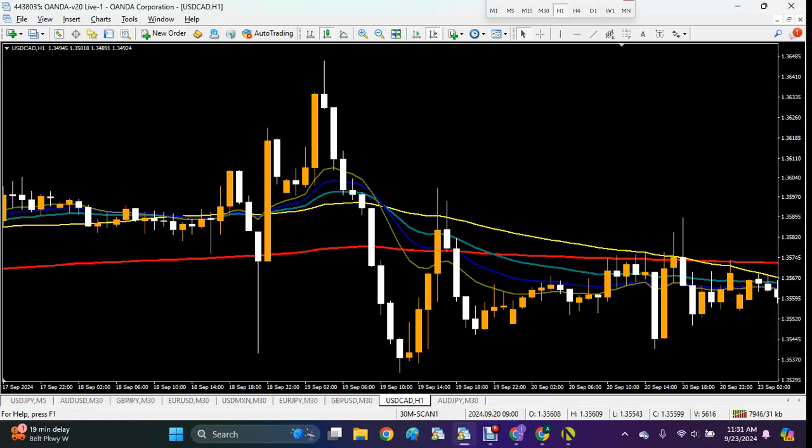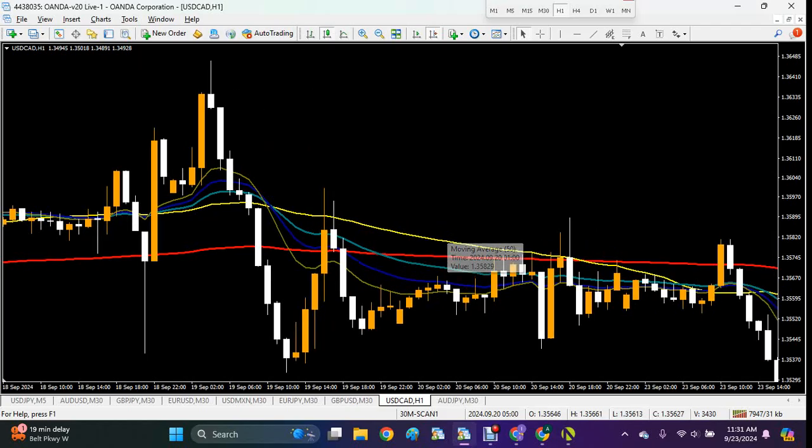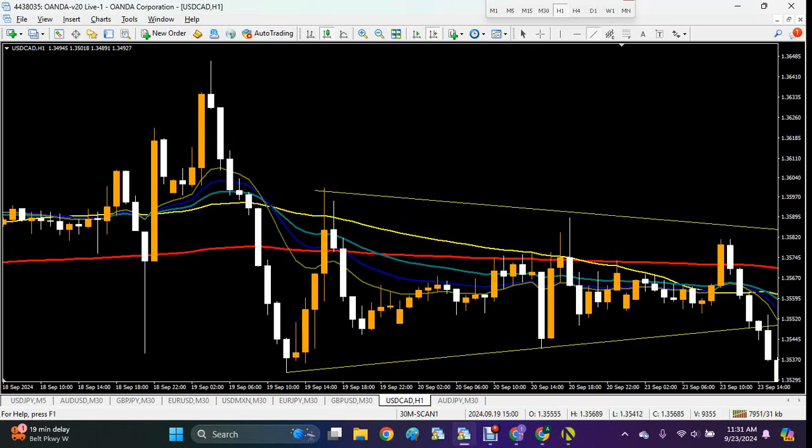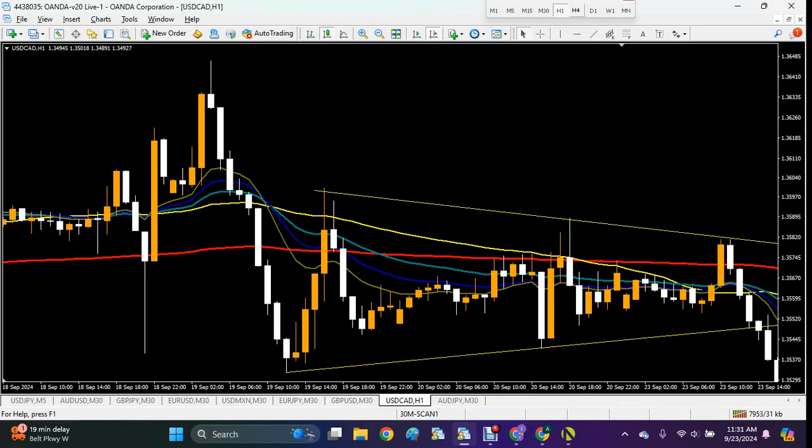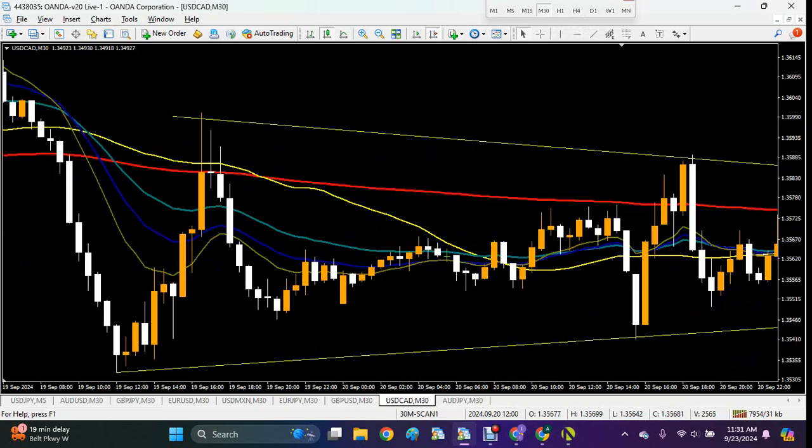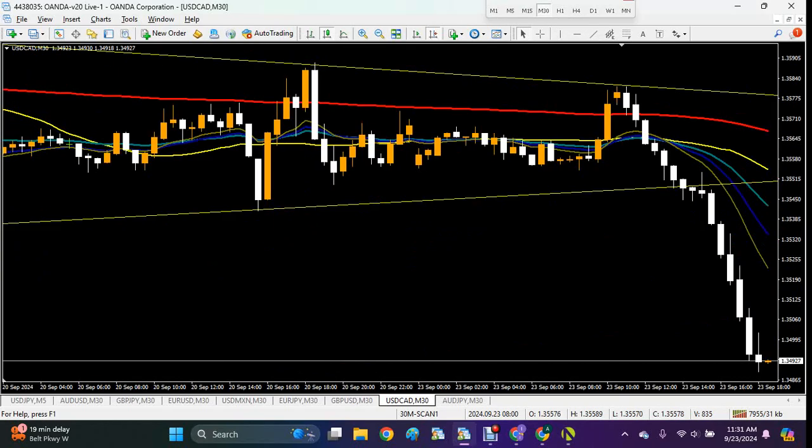And what happened next? So let's go a little bit more, a little bit more. Okay, so we have this break of the trend line. As we can see, it's already identified as a triangle. Let's look at a 30-minute chart.